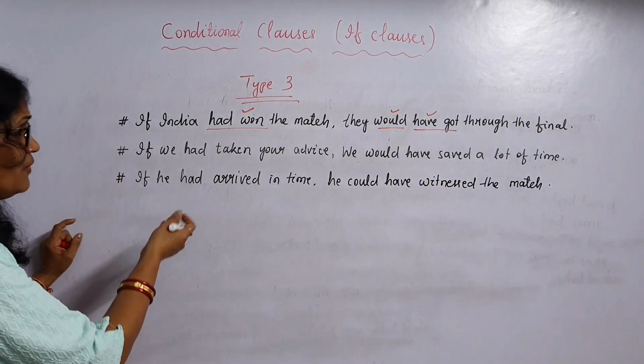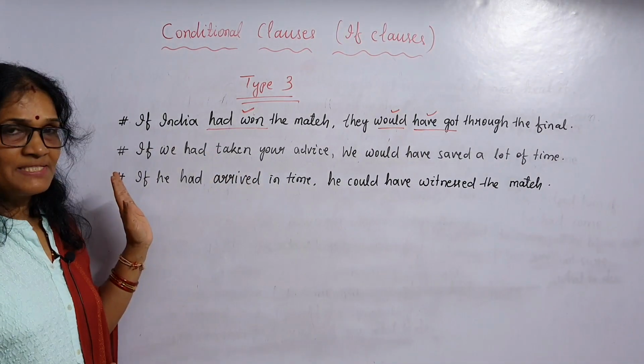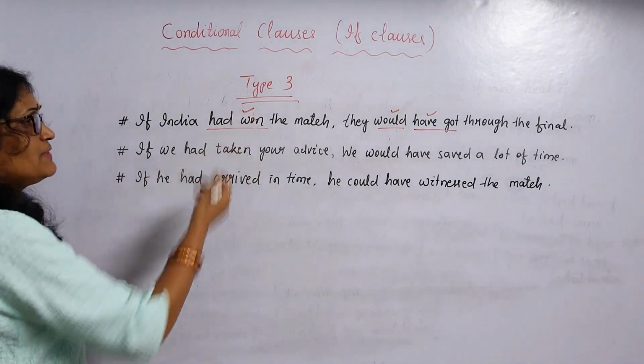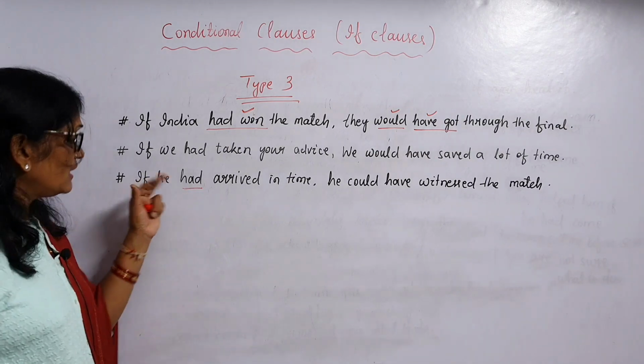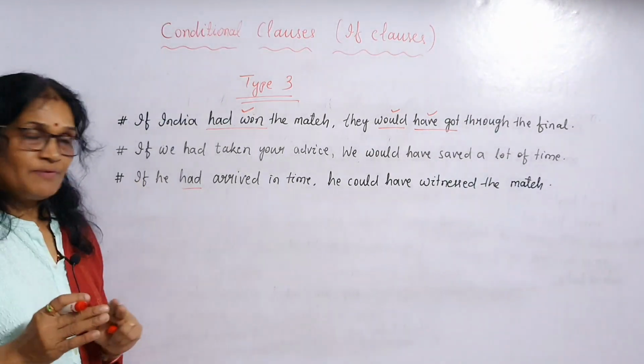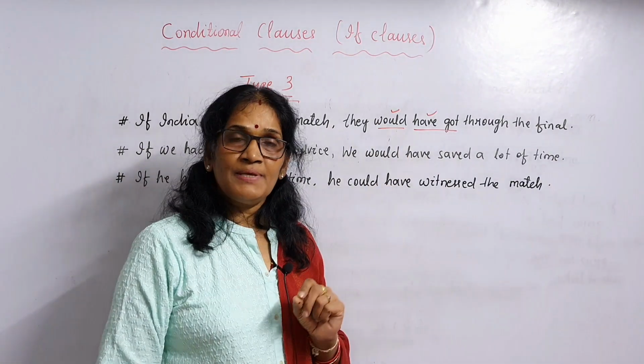Okay. So, we are talking about the past but completely imaginary. There we use type 3. In type 3, the structure is: in the if clause you use past perfect, and in the main clause you use past modal plus have plus V3.